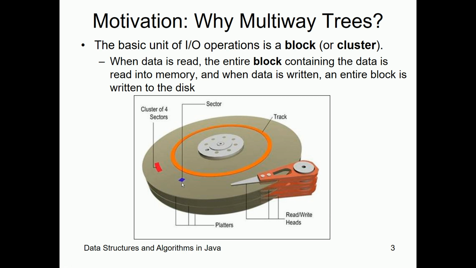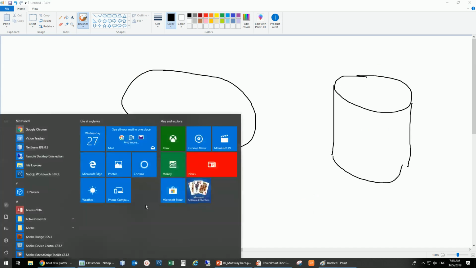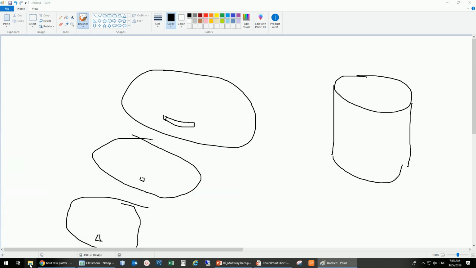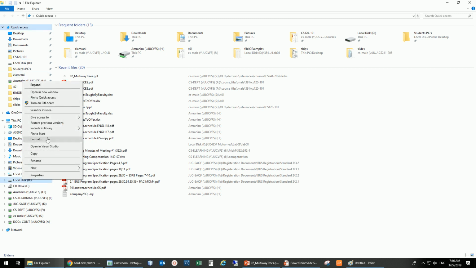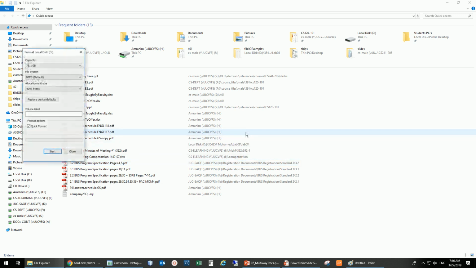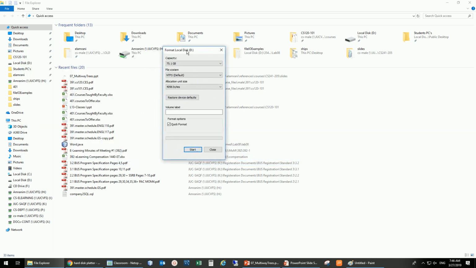Now let me show you that. I'm going off topic a little bit, but I would like to show you something interesting. Let me just right click and format. How about that? Well, I'm not going to format, I'm not crazy, but I'd like to show you something.